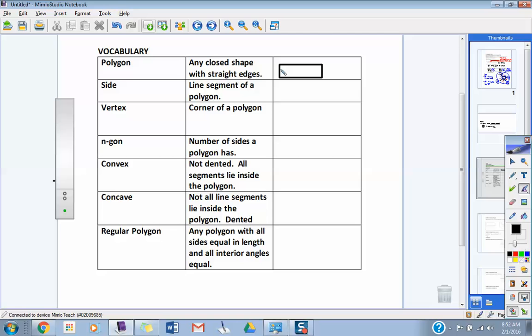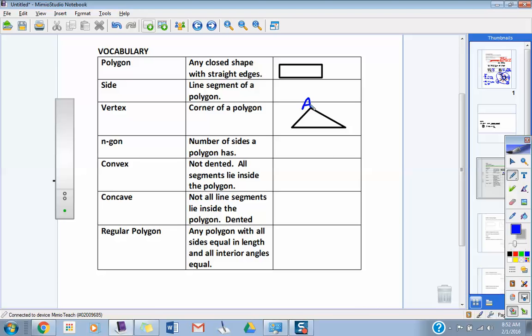You know that. Vertex. Vertex is the corner of any polygon. So right here, if I draw a triangle, how many vertices do you have? Three. If I call my vertices, what vertex did I label there? A. So vertex A. Any vertex is just a corner of a polygon. Okay? N-gon is just the number of sides a polygon has. Now you know the basically 3 through 10 names.